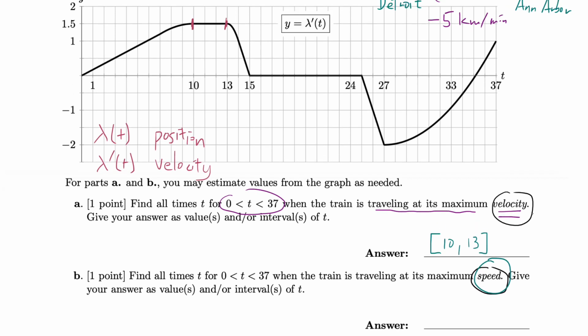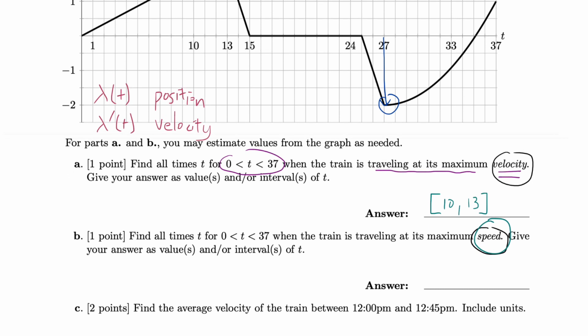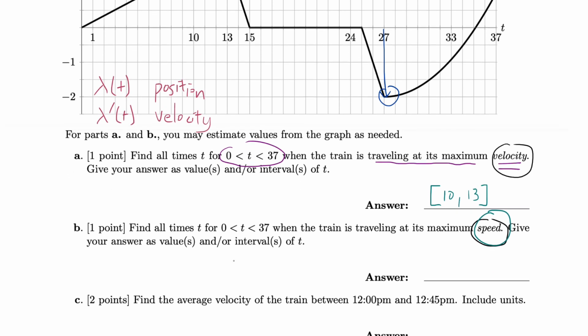You want to find all times t where the train is traveling at the maximum speed this time. In this case, we care about where the absolute value of the output is largest in this graph of velocity. It's not too hard to see that's happening at the time of 27. Because at 27, you're traveling at a velocity of negative 2 kilometers per minute, and that's a speed of 2 kilometers per minute. That's faster than 1.5. You're just moving to the left instead of to the right. I'm not quite sure why the train is moving to the left here, but maybe it's taking some detour. Anyway, the answer to part B happens at a time of 27 minutes.